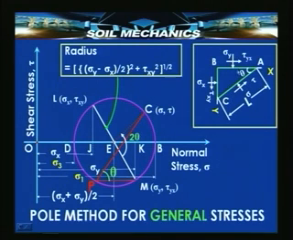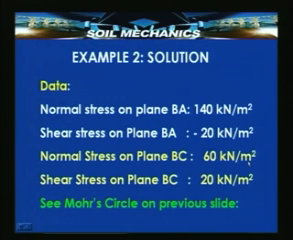Once we know that, since plane AB is horizontal, draw the line MP horizontally and determine the pole P. Once you know the pole P, you can determine the point C, whose coordinates are sigma, tau. Once you know this point C corresponding to this state of stress, we can easily find out the values of normal stress and shear stress on these planes.